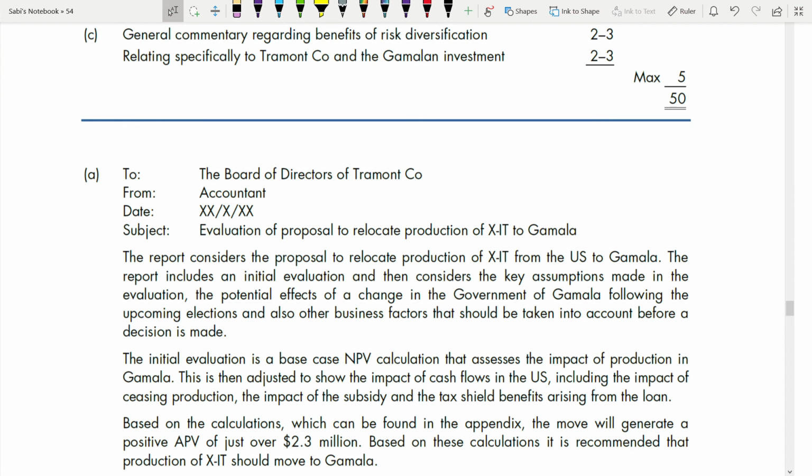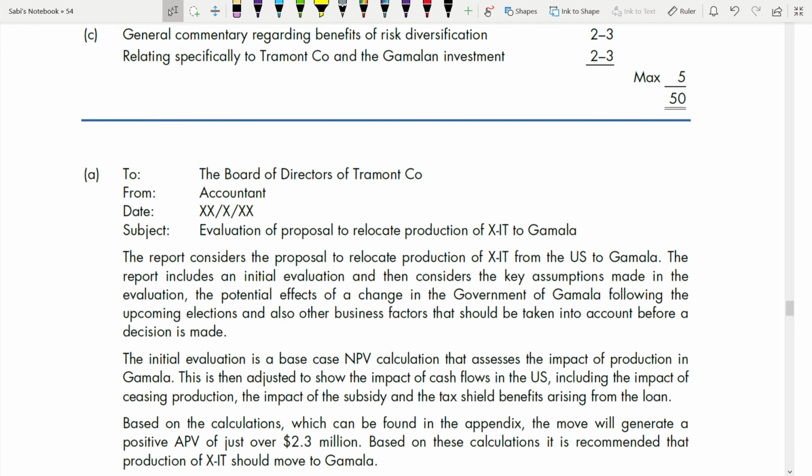The date which you have to write is your exam date, whatever the date of your exam paper, you write that date, if they haven't given you any date. And subject, you have to make up a subject. They have given evaluation of the proposal to relocate production of XIT to Gamala. What do you have to do? Evaluate only whether you have to relocate there or not.